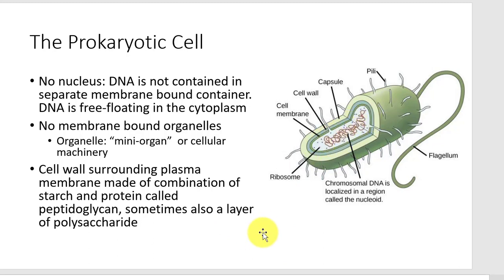They don't have any membrane-bound organelles. Organelle means a mini organ. It's cellular machinery that carries out specific functions for that cell. And most prokaryotes have some sort of cell wall that surrounds their plasma membrane. Oftentimes, this wall is a combination of starch or peptidoglycan. Sometimes it might also have some polysaccharides in there. So it's an extra layer surrounding that plasma membrane that helps to give a little bit extra protection to prokaryotes.